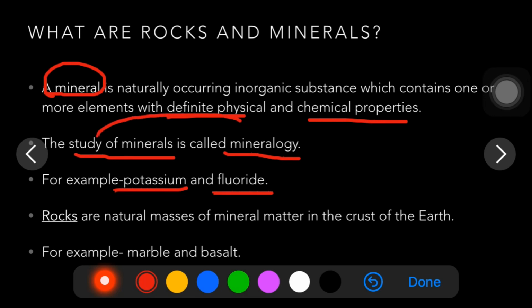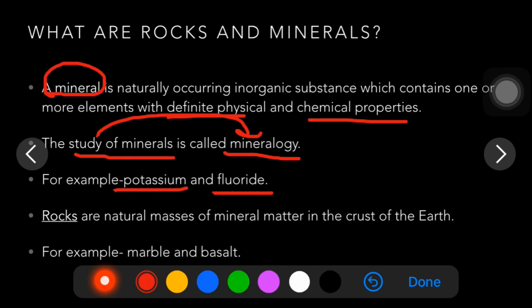For example, if you have seen the last video relating to this chapter, the study of the structure of earth was called geology. So here's the new term, that is mineralogy, to study the minerals and their structures.